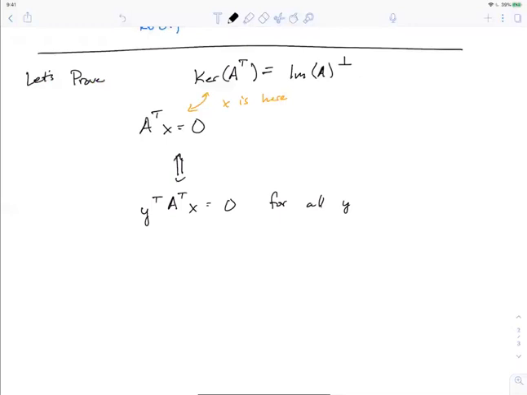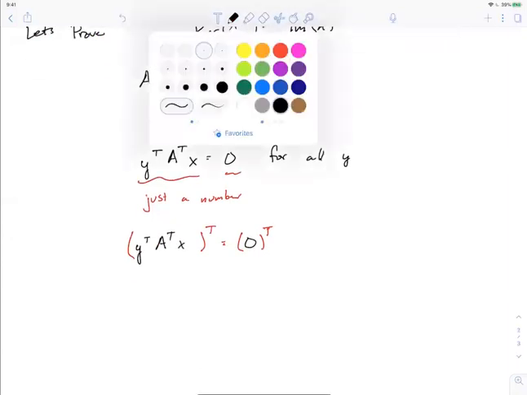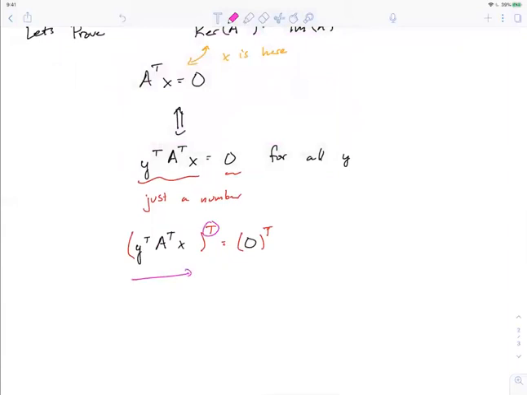All right, and now this on the right is just a number, as is 0. So if we take the transpose of both sides, that's still going to be just 0. And now we're going to apply the property of transpose. When you transpose, you flip everything back and forth, and you apply the transpose to all of them. So then we're going to get X transpose AY equals 0.